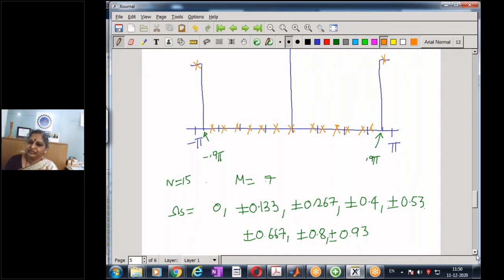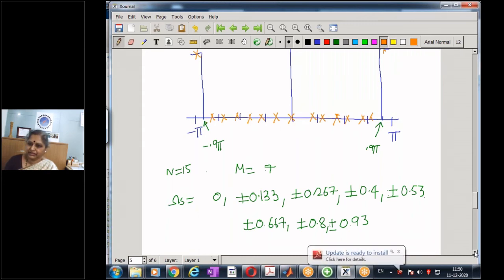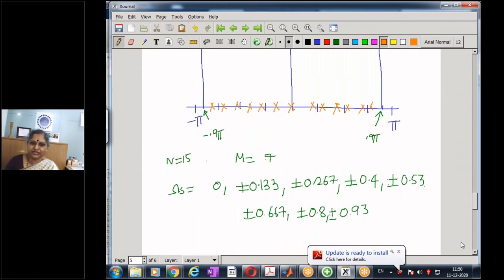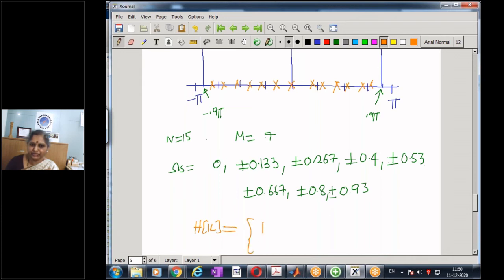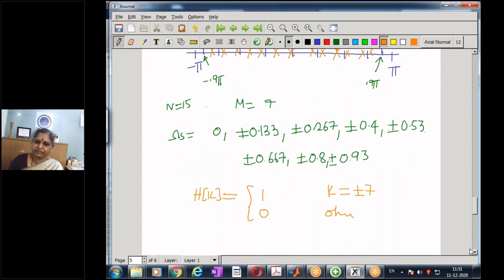So now what has happened? We have taken a high pass filter with the cutoff of 0.95 and N equal to 15. So in this case, if we try to write H of k, my H of k is 0 for all, and it is 1 only for k equal to plus or minus 7, and it is 0 otherwise. And of course, my k goes from minus 7 to plus 7. In this interval, we have only two non-zero values.